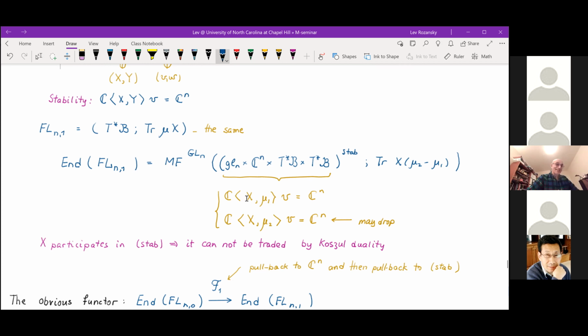Now, the matrix X participates in the stability condition, so you cannot trade it for odd variable by Koszul duality. So you cannot use the trick that led you from matrix factorizations to derived Steinberg in this case. But you can still do the second version of simplification.